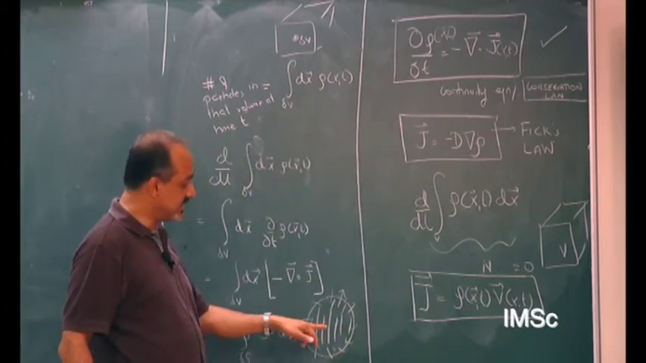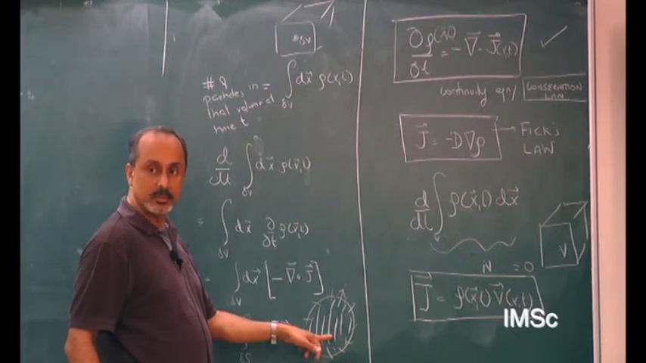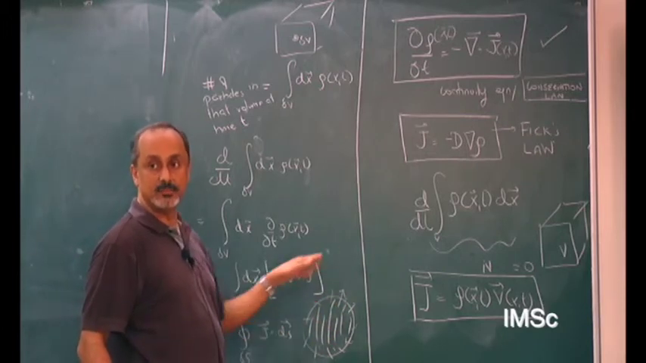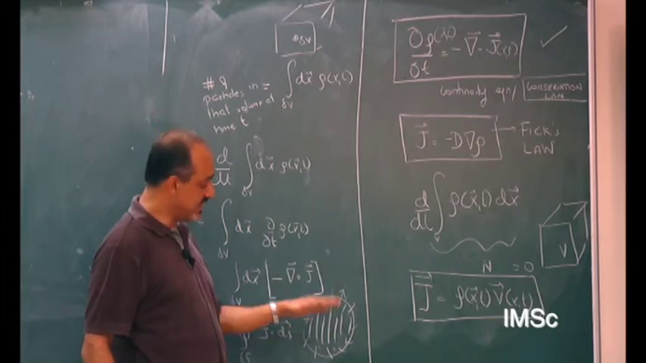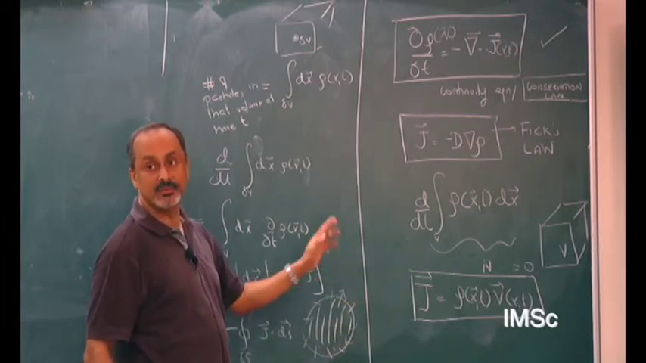So the change in the density, the change in the number inside, is proportional to the number that are leaving per unit time. Okay, so the change in the number per unit time is the number leaving per unit time.